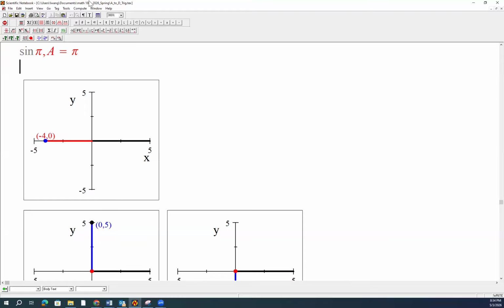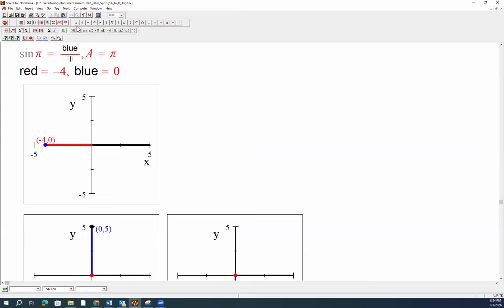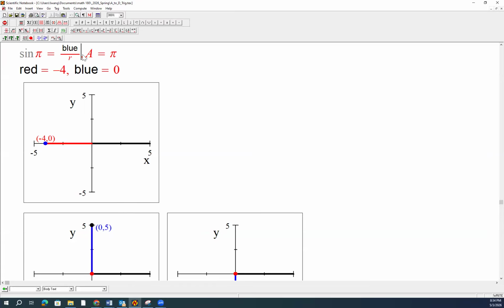So in that case, red is -4, right? And blue is 0. If blue is 0, by definition, sine of pi equals blue divided by R. R is positive, so this is going to be 0. You don't even need to find the value of R, because you know the numerator is 0, right? So we use ARD, and we find sine pi.